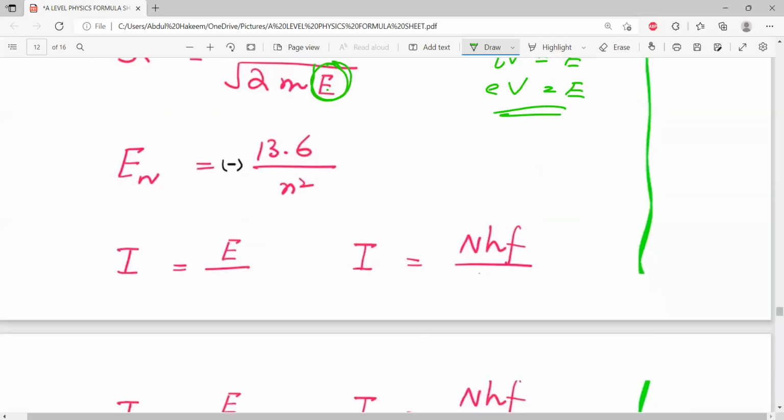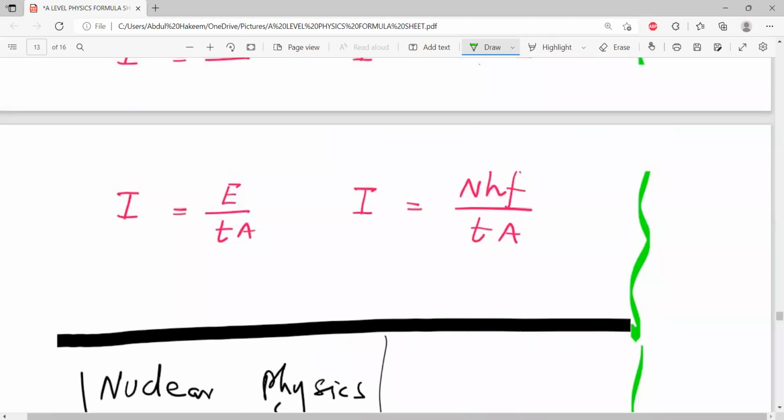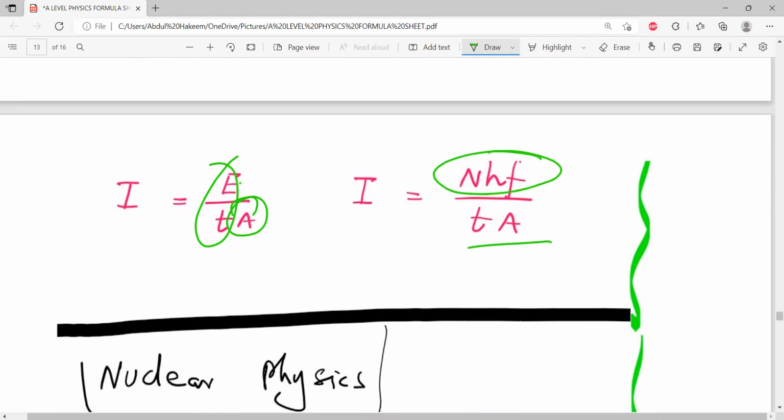And then the energy of the orbits is minus 13.6 divided by n square. n is the number of the orbit. For the first, n is 1. For the second, n is 2. For the third, n is 3, and so on. And then intensity is equal to power divided by area, meaning energy divided by time divided by area. And energy is equal to nhf for the photons.